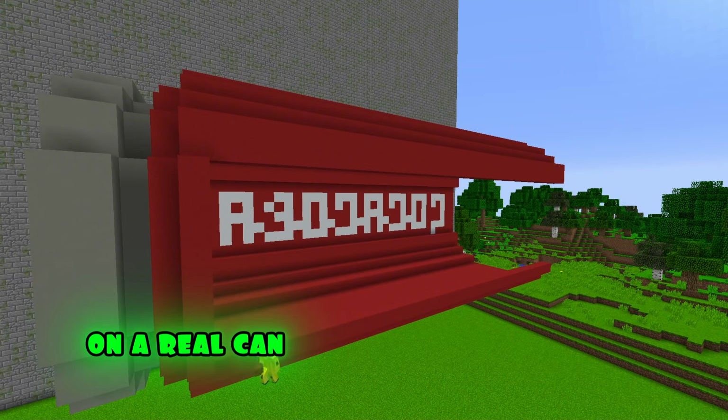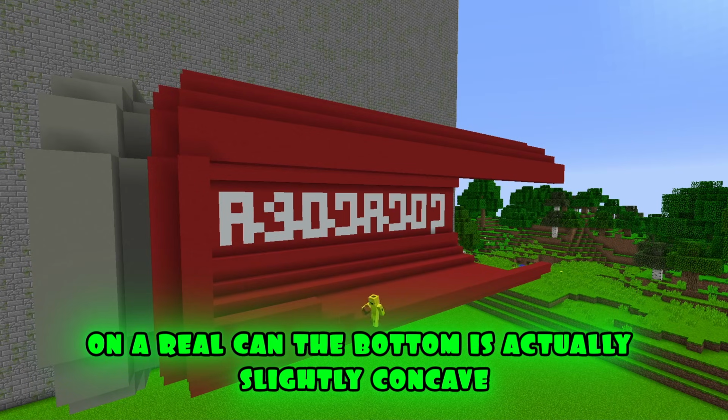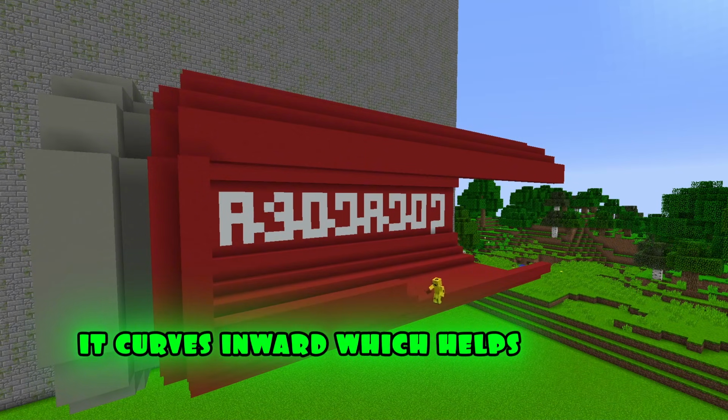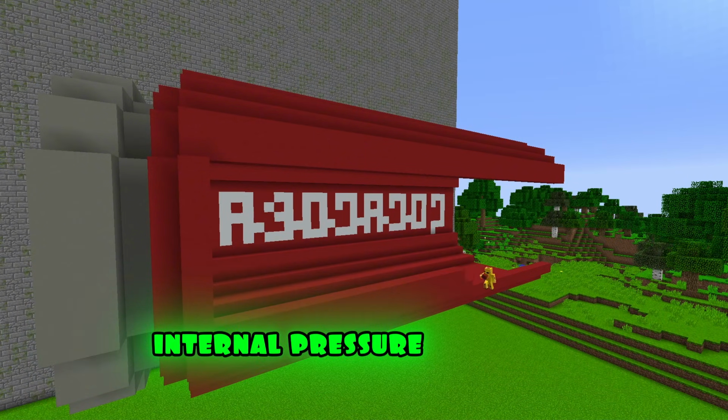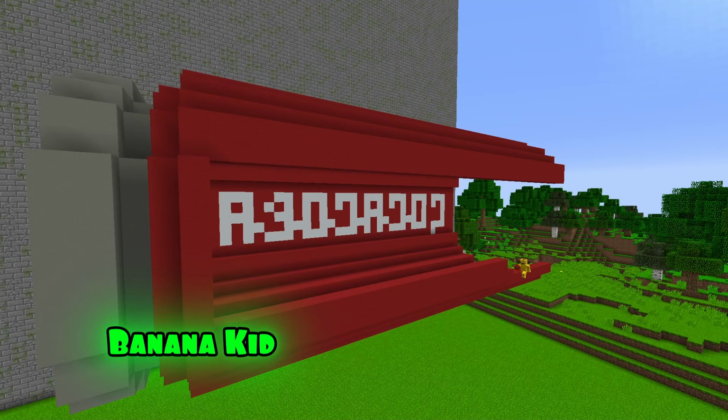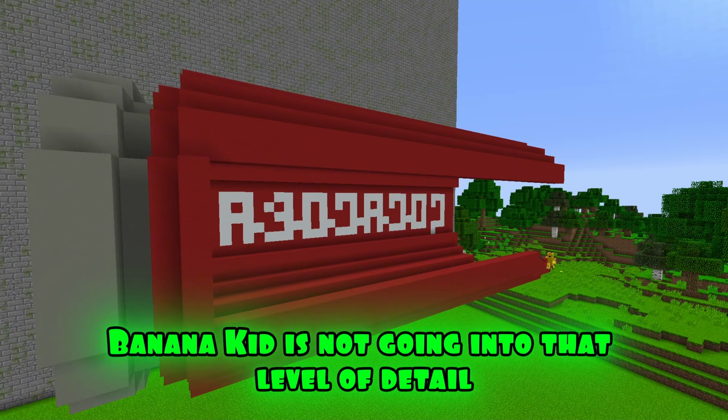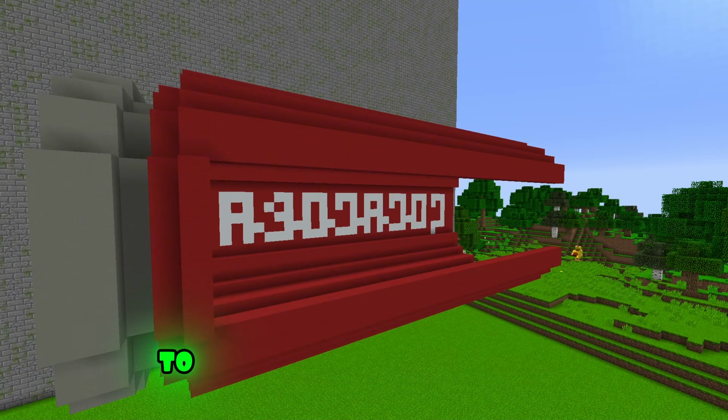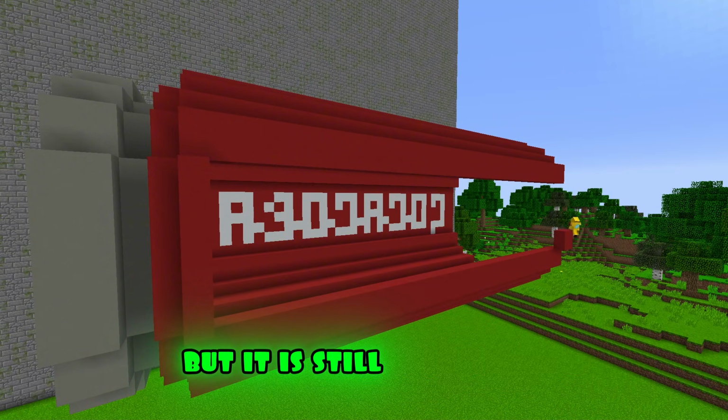On a real can, the bottom is actually slightly concave. It curves inward, which helps the can withstand the internal pressure from the carbonation. Banana Kid is not going into that level of detail. He is just rounding the bottom edge to make it look cylindrical, but it is still impressive.